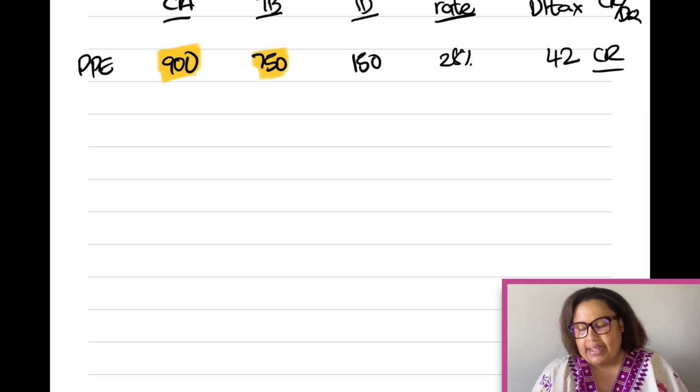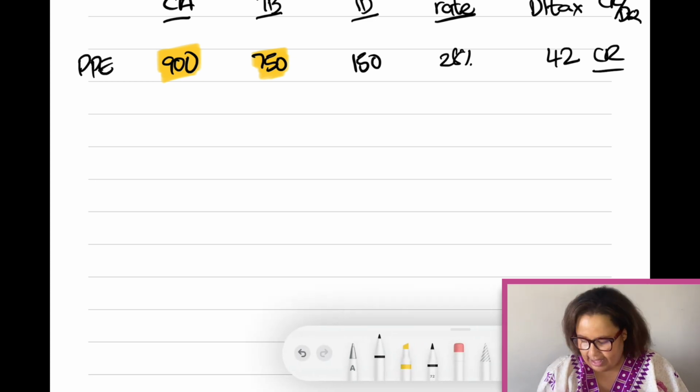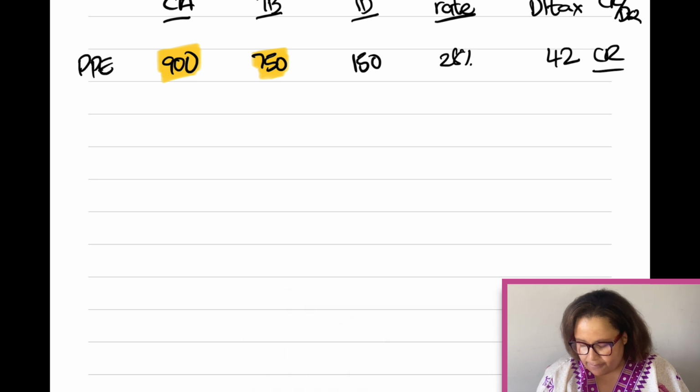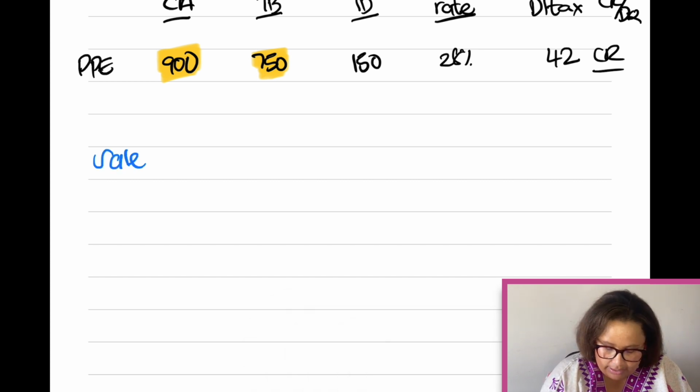Now let's take a step back and think about the impact of selling the asset in the current year. Okay, so let's deal with the sale of the asset.